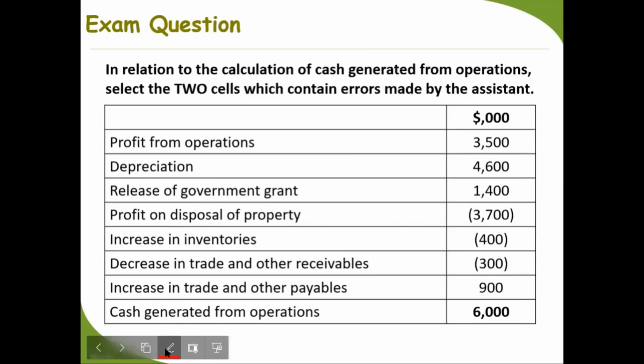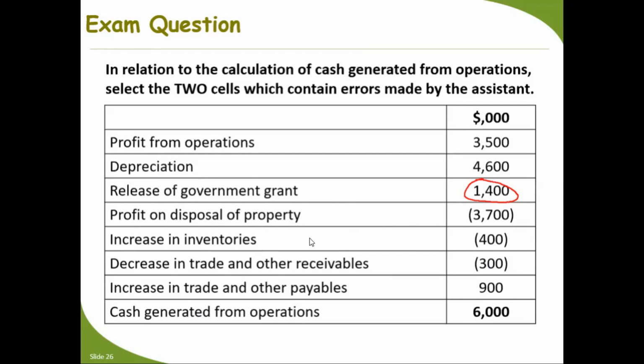Now, release of government grant. This is income that we are supposed to subtract, non-cash income, but he added it back. So the first mistake was this. Then profit on disposal, gain on disposal of property. Yes, we are supposed to subtract. It should be like this, but that was the first mistake.